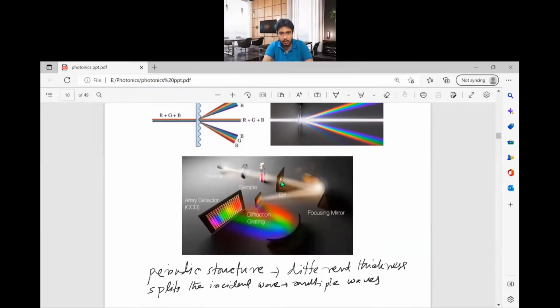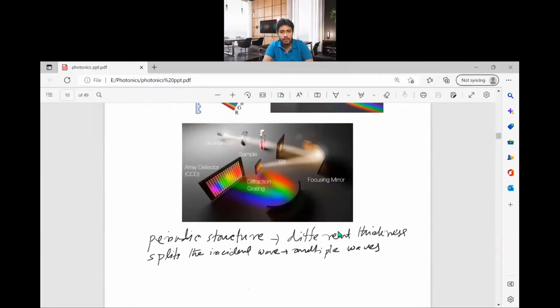So here is one example. This is the focusing mirror. The diffraction grating will separate the different colors of light. Then you can have a CCD array, so you can detect the different light.